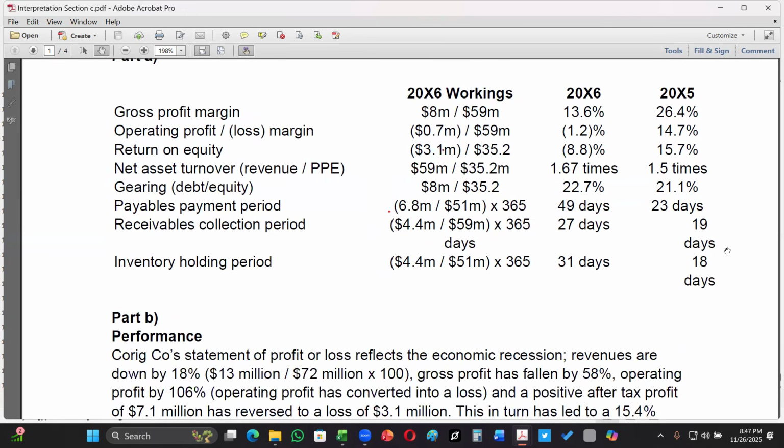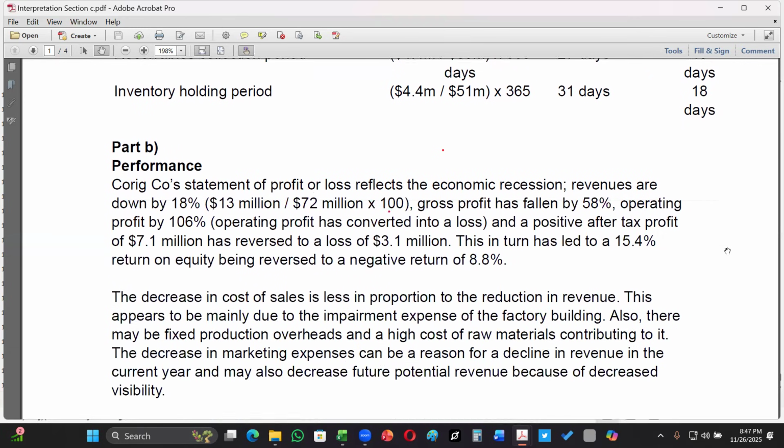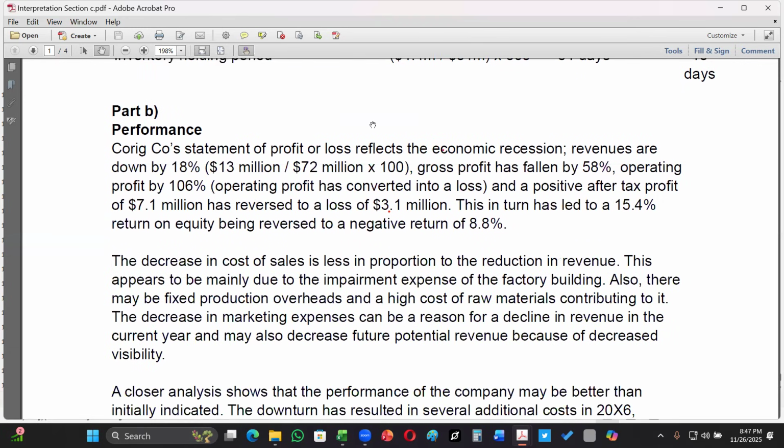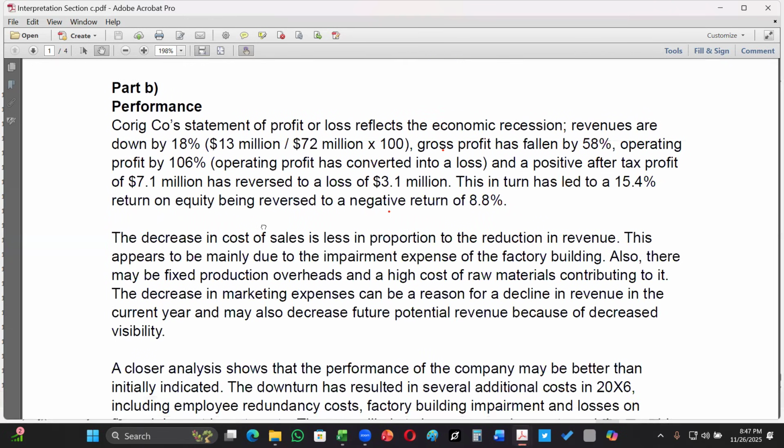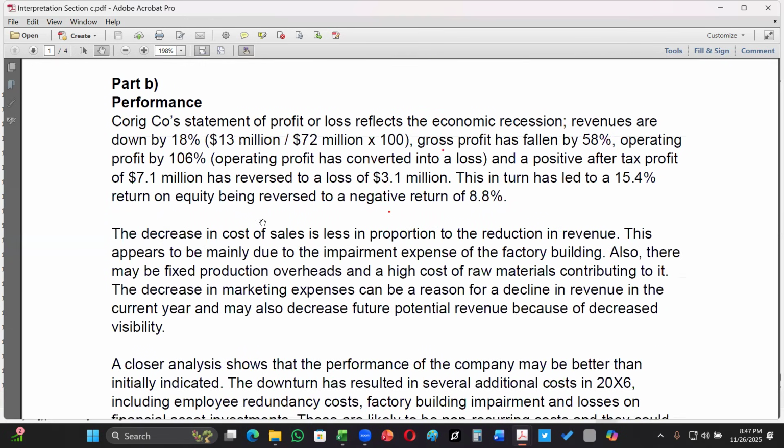Okay, so let's see how the examiner has gone through with the information, how they expect you to write the answers in the question. We have discussed our own thing. Let's see what they think. So initially, they're just going through the simple things, like the fall in the overall sales. You see, Craco's statement of profit and loss reflects the economic recession. Revenues have gone down. So this revenue gone down is the fall in sales.